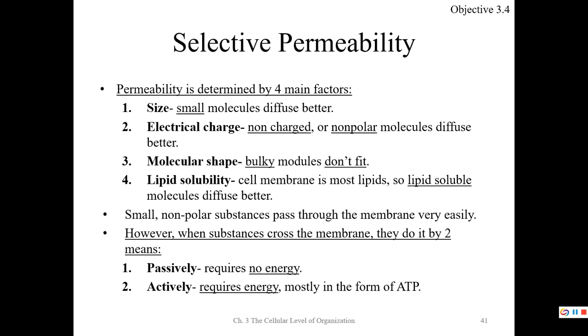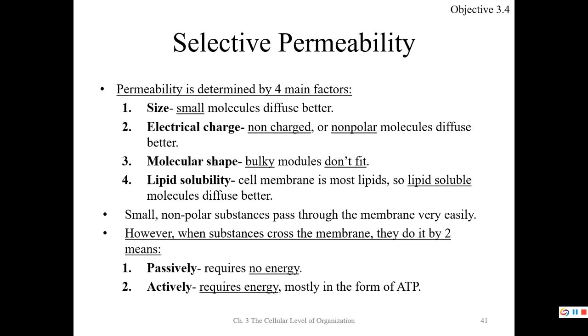Now, so size. The smaller the molecule, the easier it diffuses. Electrically uncharged, nonpolar molecules diffuse better. Some molecules, if they're charged, they can't. They have to go through a protein. If it's bulky, it doesn't fit. As for lipid solubility, the cell membrane is mostly made up of lipids. So only lipid soluble molecules go through the cell membrane. So lipid soluble molecules will diffuse better, more easily.